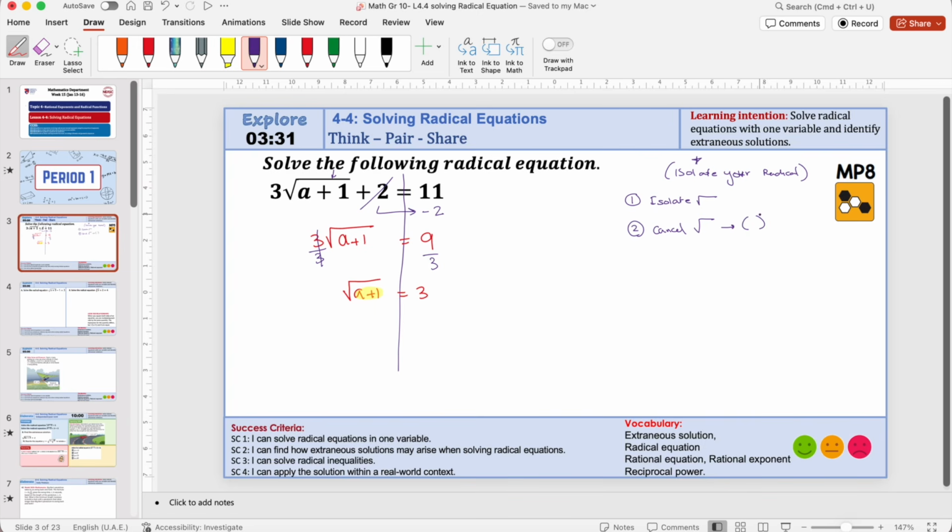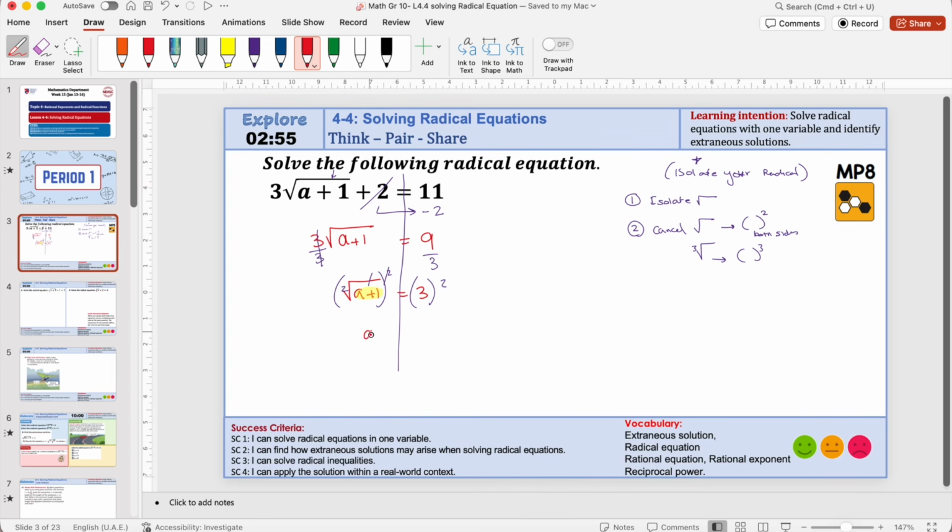After you isolate your root, the second step comes, which is to cancel the root with a power. If it's a square root, cancel it with a power of 2 on both sides. If it's a cube root, cancel it with a power of 3, and so on. Since there's no number, that's a square root, so use a power of 2 on both sides. Just square both sides. Squaring a radical cancels it out immediately. There is a reason behind it, but I don't have time here to explain. If you are interested in knowing why they cancel each other, keep asking.